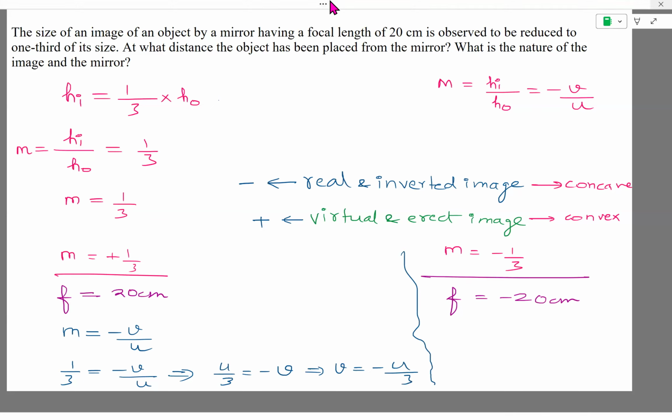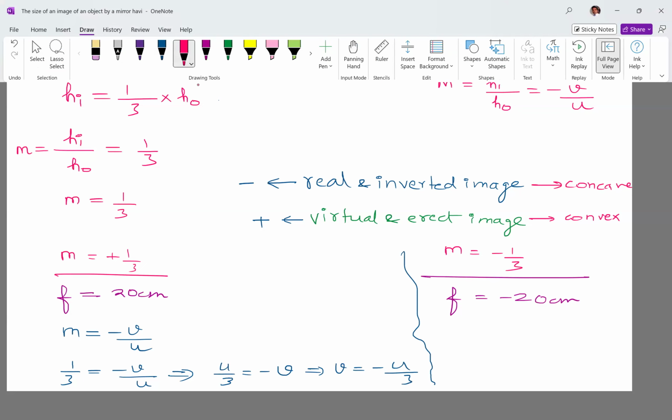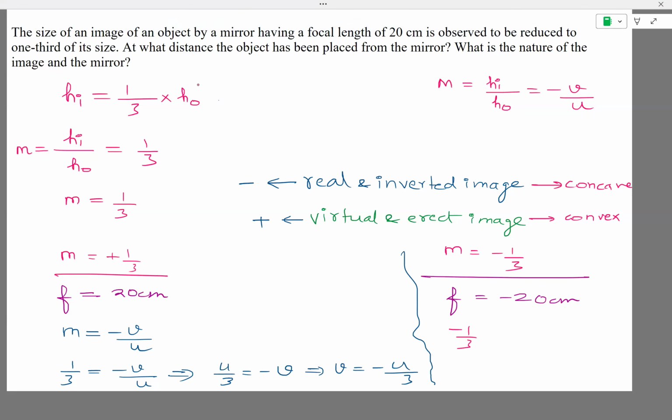Yes. Same way, if you look in this particular case, magnification is minus 1 by 3. That is equal to minus V by U. Minus minus gets cancelled. From that, you'll get V is equal to U by 3. So here minus U by 3, here you're getting V is equal to U by 3. So we have two different cases. I'm solving both of them.